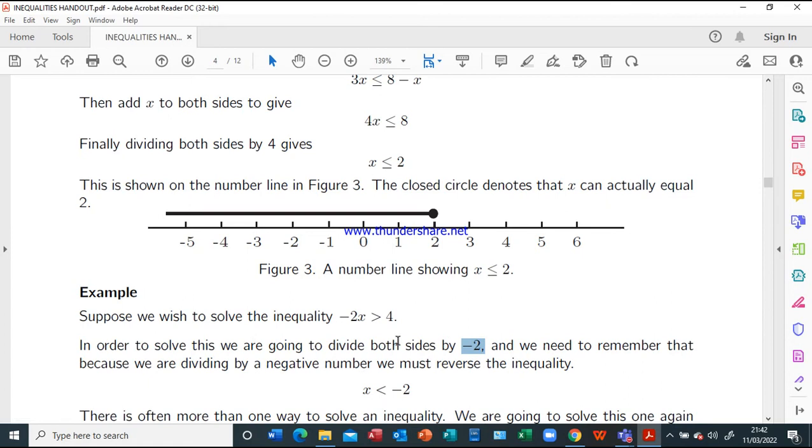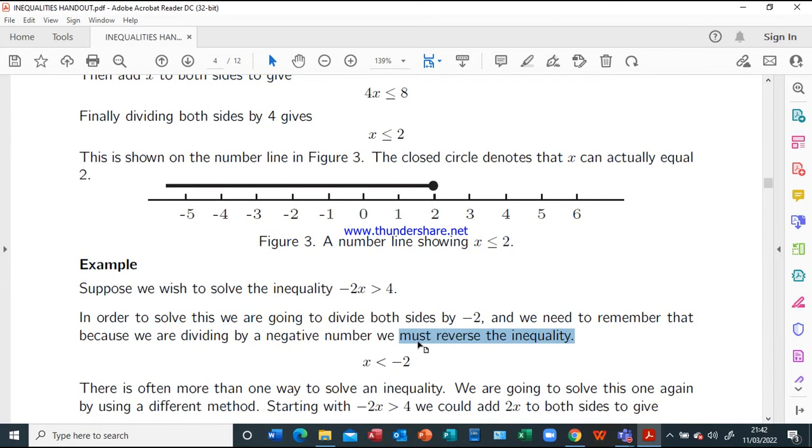So in order to solve this, you divide both sides by -2, and we need to remember that we are dividing by a negative number. The inequality sign must be reversed. What does that mean? Initially we had -2x is greater than 4. Having divided by a negative number, -2, it becomes x is less than -2. So the inequality sign must change whenever you are dividing or multiplying by a negative number. That's the principle you should not forget.